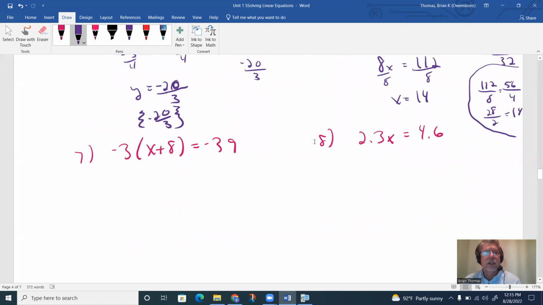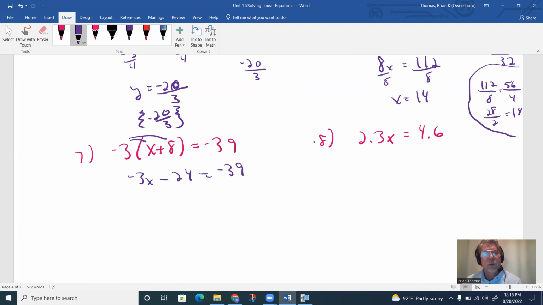So if I have the expression -3 times (x + 8) equals -39, notice how to simplify this, we have to bring the -3 through the parentheses. So -3 times x is going to be -3x. -3 times 8 is going to be -24, so I just put down -24 there. That still represents a -24. And then this -39 comes down on the right-hand side.